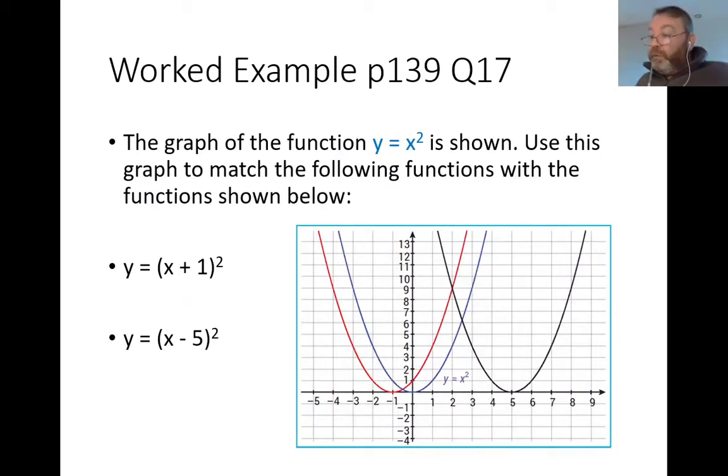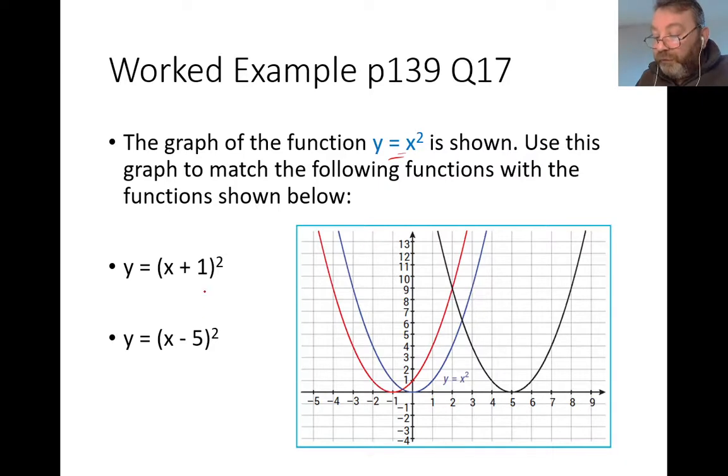Okay. Worked example, page 139, question 17. Now take a look at this one. The graph of the function y equals x squared is shown. Now I've color coded this more than your book can. So that's blue, so that's the function there, y equals x squared, okay? Which is your fundamental quadratic expression. Use this graph to match the following functions with the functions that are shown below.